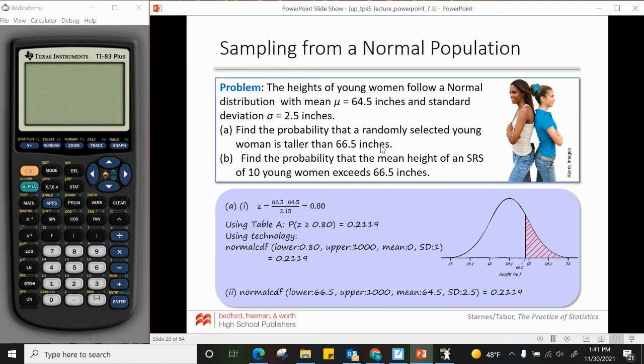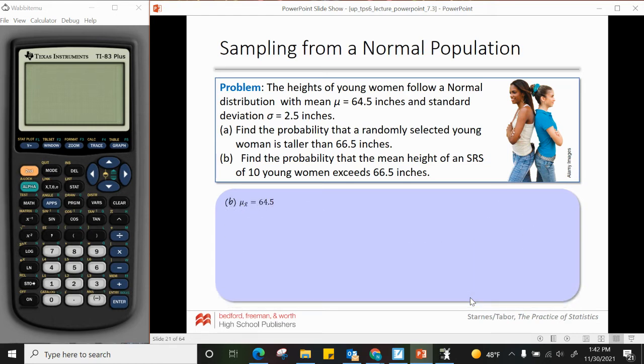You could use any one of these. You could find your z-score and then use your table, or you could just use technology. I would jump right to the bottom one, normal CDF. Where I want to see if they're taller than 66.5 inches, lower is 66.5, upper is 1,000, mean is 64.5, and standard deviation is 2.5. So that comes out to 0.2119. You don't change the mean or standard deviation at all because it's just one person.